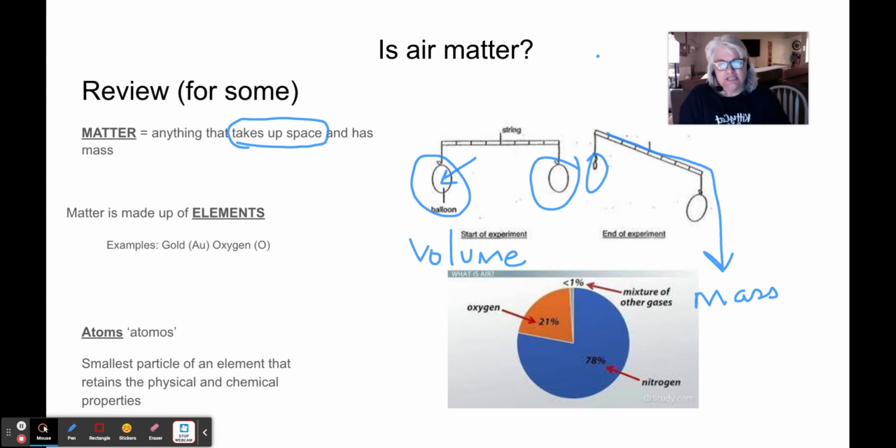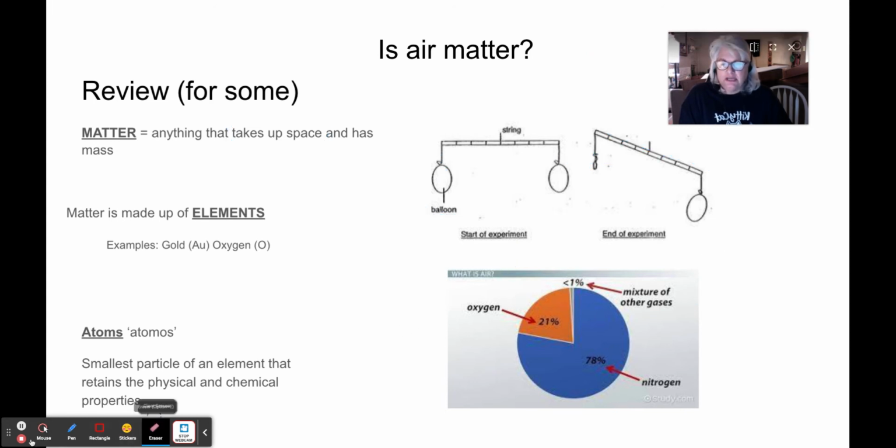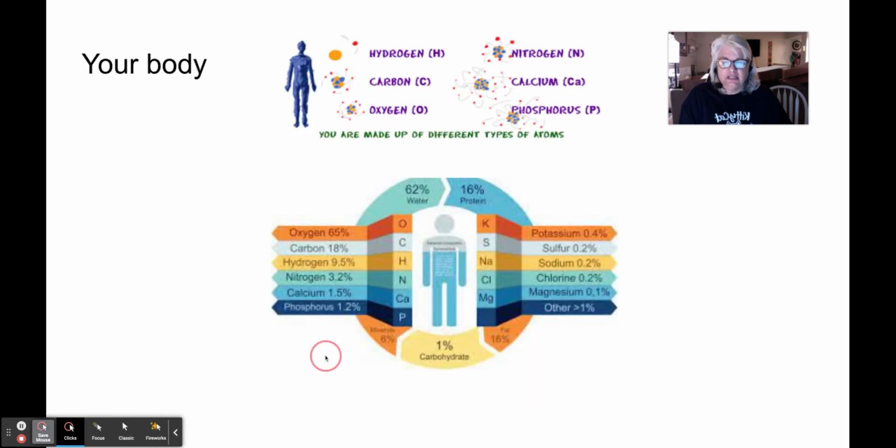It's almost 80% nitrogen, about 20% oxygen, and then a bunch of other stuff mixed in that makes up a tiny little bit here at the end. So yes, air has matter, and it is made up of many different elements. Okay, so let's clear that. Now we're going to talk about what an atom actually looks like.